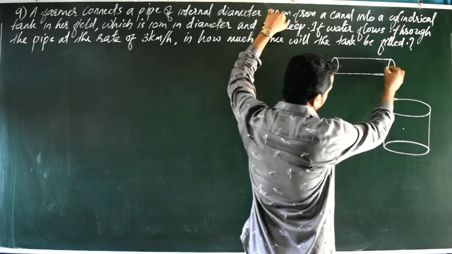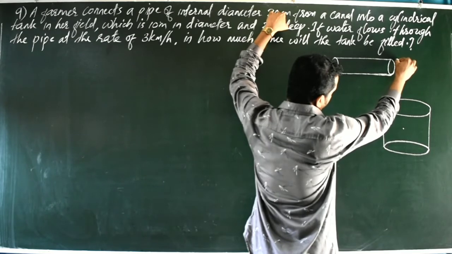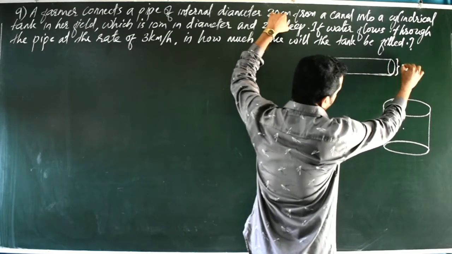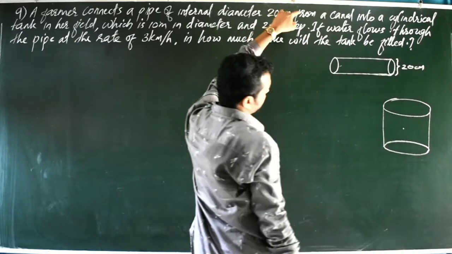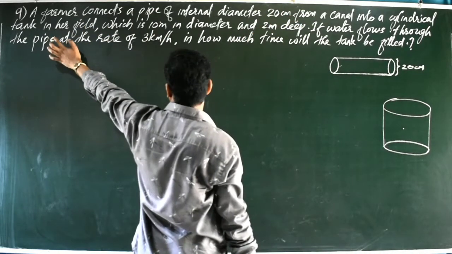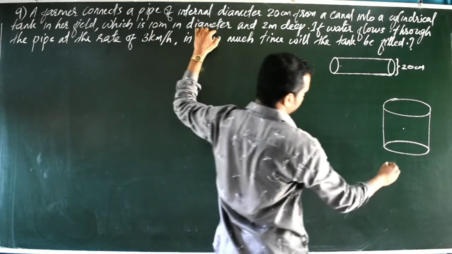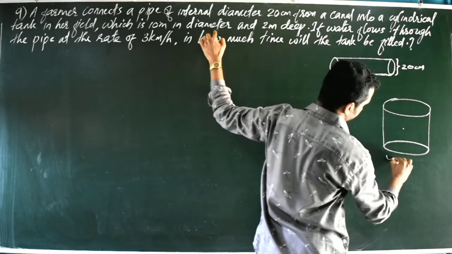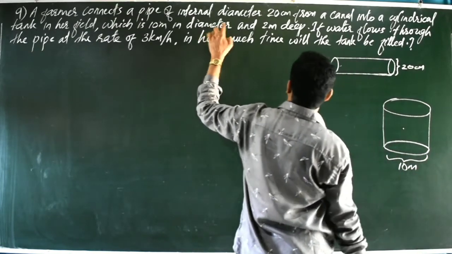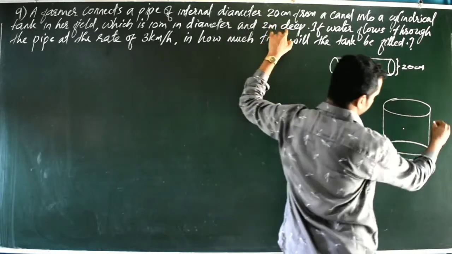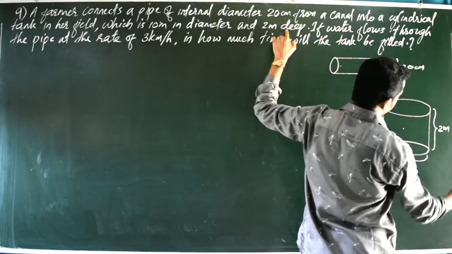A farmer connects a pipe of internal diameter 20 centimeter. This one is the pipe. We know that it is in the form of a cylinder. Its internal diameter is given here, internal diameter is equal to 20 centimeter. And it is connected to a cylindrical tank in her field, which is 10 meter in diameter. Diameter of the tank is 10 meter, and 2 meter deep, depth or height of the tank is 2 meter.